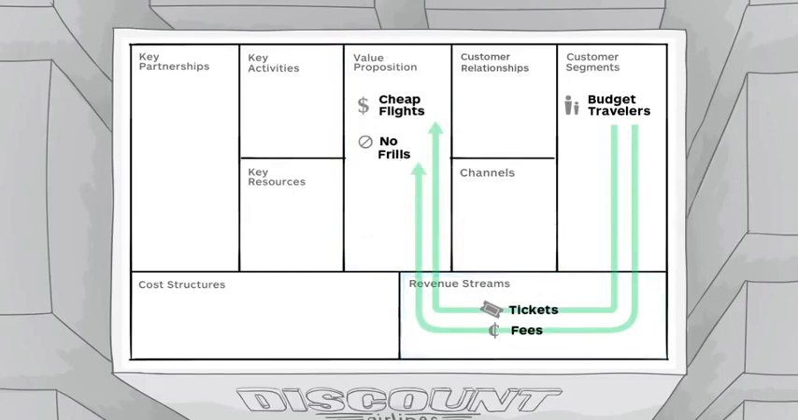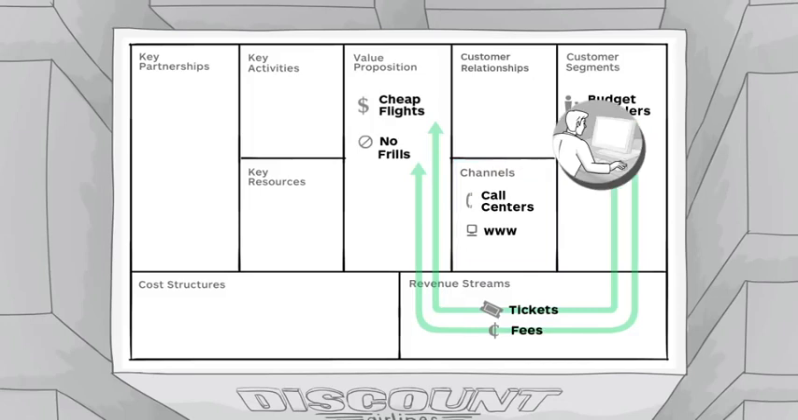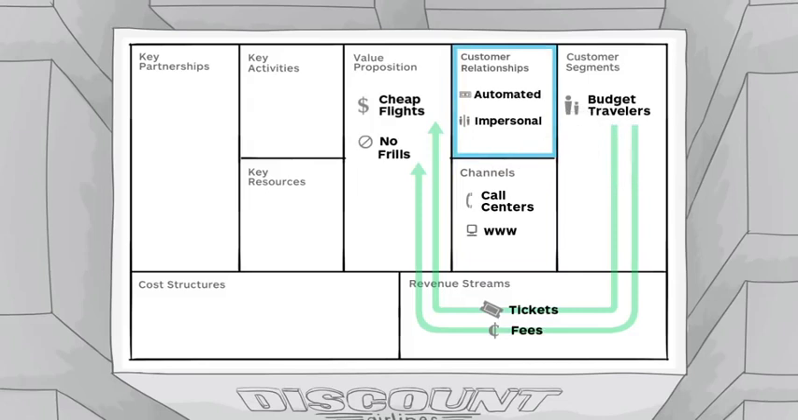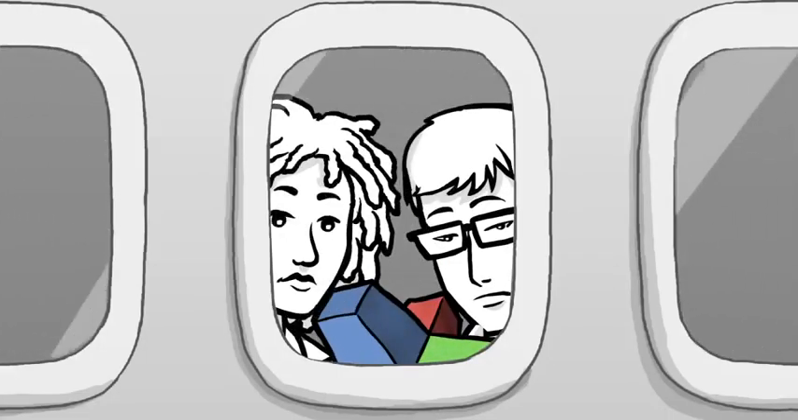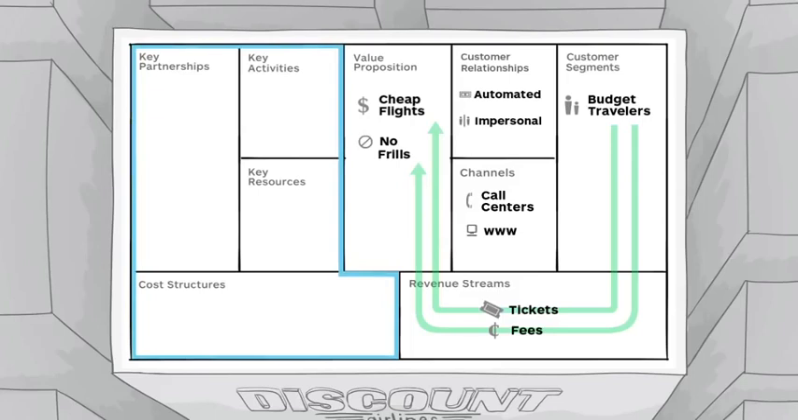The airlines save even more money through their choice of channels, selling only through call centers and the internet, making for efficient, if not always convenient, customer relationships that are automated and often impersonal. Okay, that covers the right side of the canvas, the part everyone can see. The left side of the canvas is what's going on backstage.